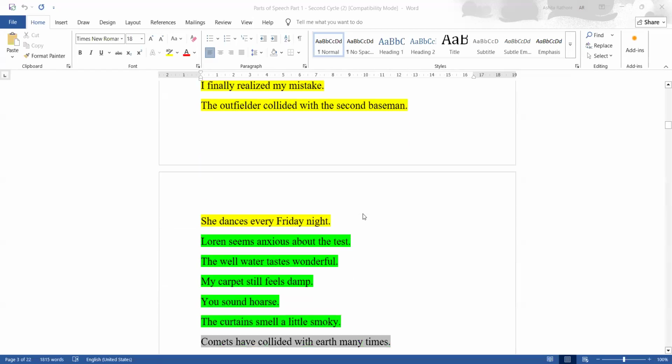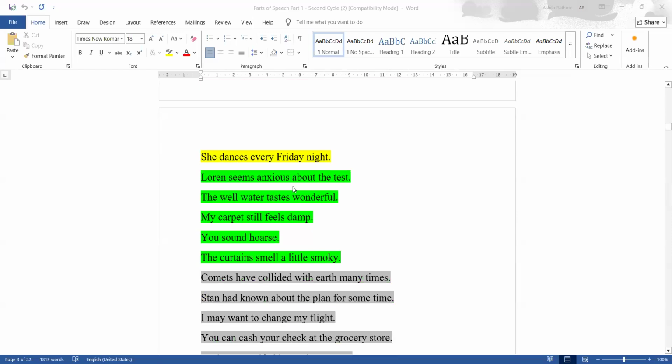We'll very quickly take an example here. Take a look at these 5 sentences that I've highlighted in green. Look at the verbs that are there. Lauren seems. The well water tastes. The carpet feels. You sound. The curtains smell. What is happening? We are getting to know how the subject is rather than what it is doing. Understood how linking verbs work?